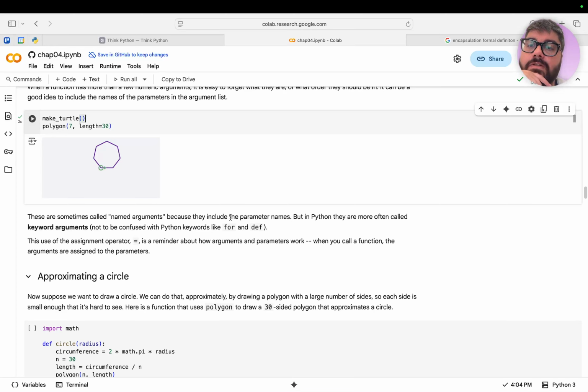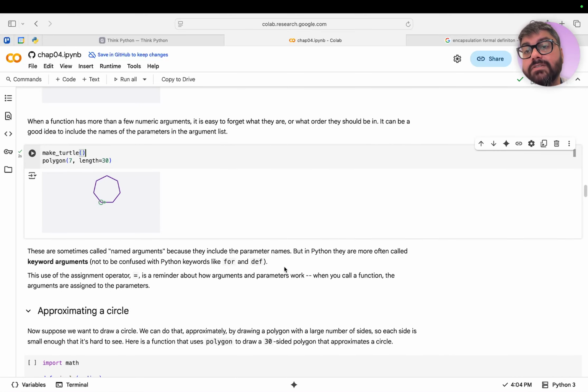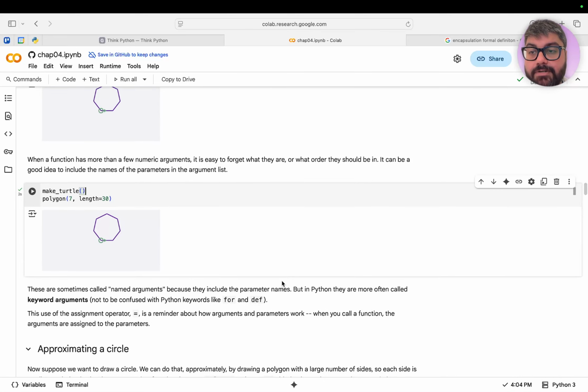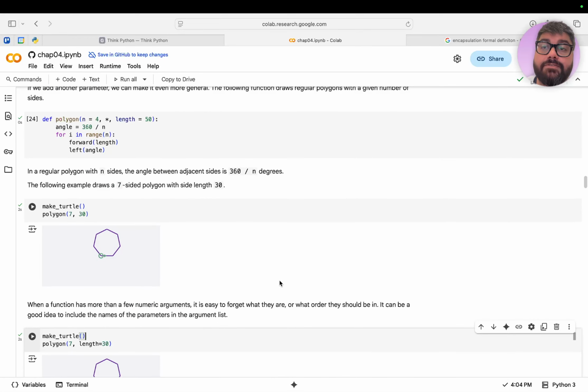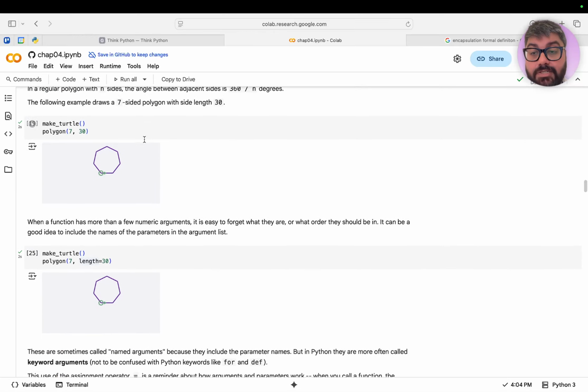They're sometimes called named arguments because they include the parameter names, but in Python, they're more often called keyword arguments, not to be confused with Python keywords like, okay, we already read this. This use of the assignment operator is a reminder about how arguments and parameters work. When you call a function, the arguments are assigned to the parameters. Right, yeah, so when you're calling a function, if I give it 7 and 30, it's going to be assigned to these variables that are then used inside the function. There you go.